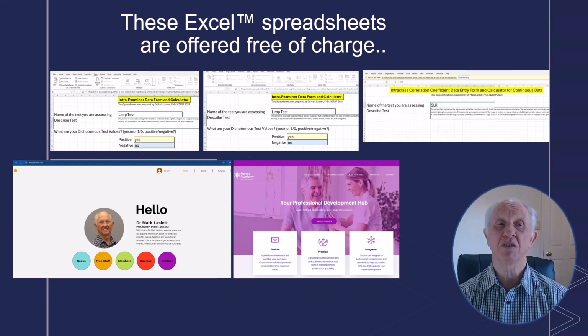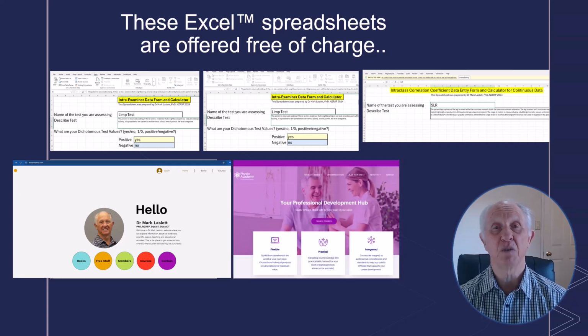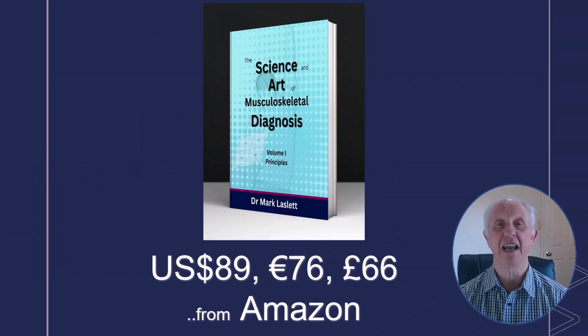However, if you want to modify or improve the spreadsheets, you can get the password by registering online with the Physio Academy. The textbook that uses these spreadsheets is The Science and Art of Musculoskeletal Diagnosis, published by me in 2025.